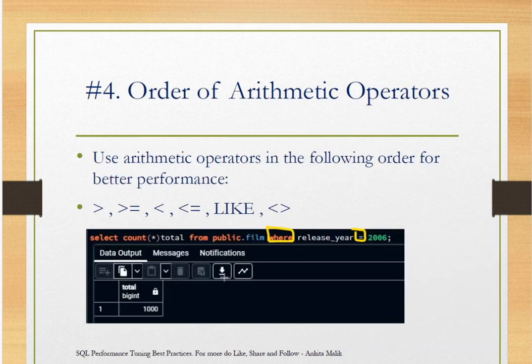Next is the order of operators. The order of the operators should always be greater than, equal to, less than, equal to, like, and not equal to. This is an example.